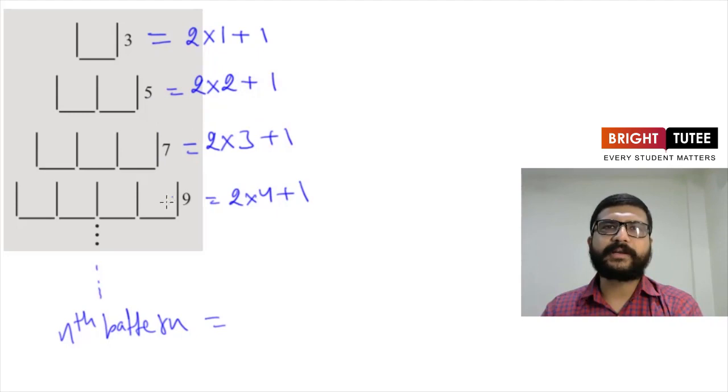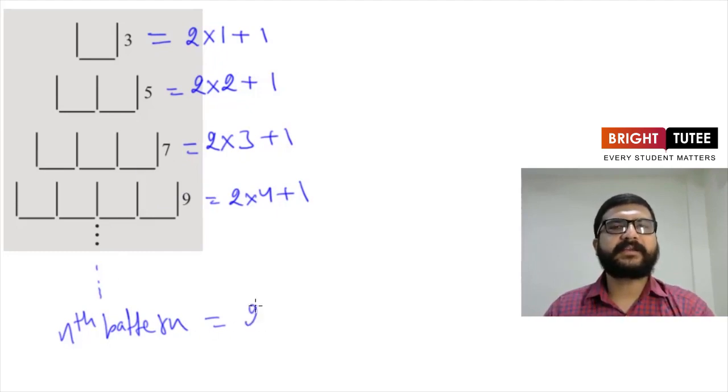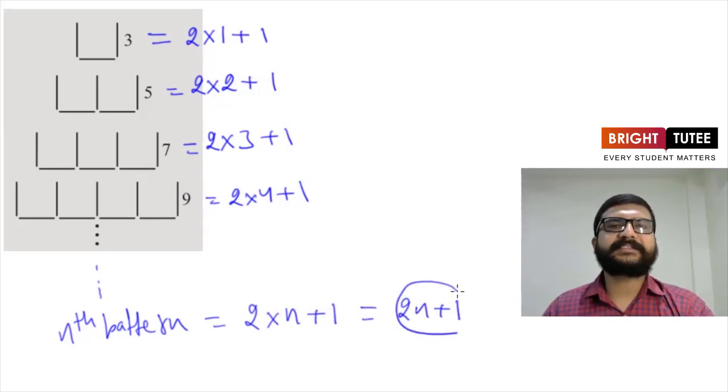For the fourth one, 2 into 4 plus 1. For the fifth one, it will be 2 into 5 plus 1. Going in the same manner, for the nth pattern it will be 2 into n plus 1, or we can write this as 2n plus 1. So this is the expression for the number of line segments used in the nth pattern.